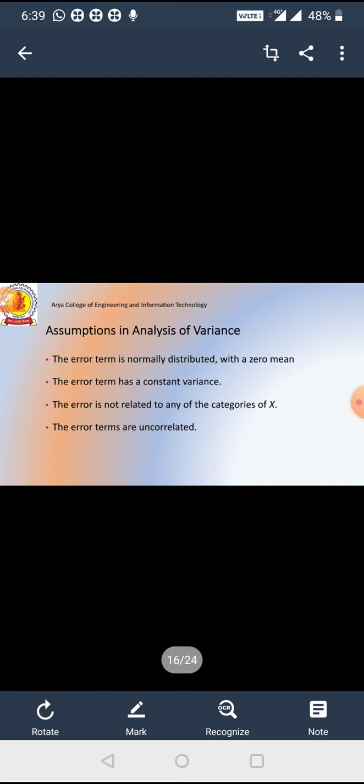Now what are the assumptions in the use of analysis of variance? The basic assumptions are that the error term is normally distributed, with zero mean, and the error has a constant variance. The error is not related to any of the categories of x, and the error terms are uncorrelated.